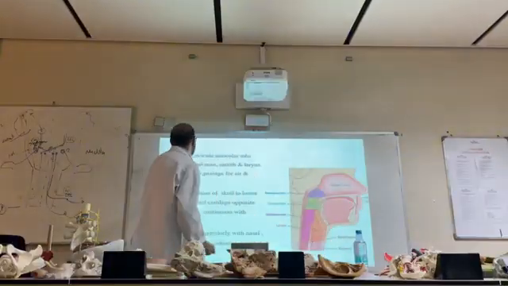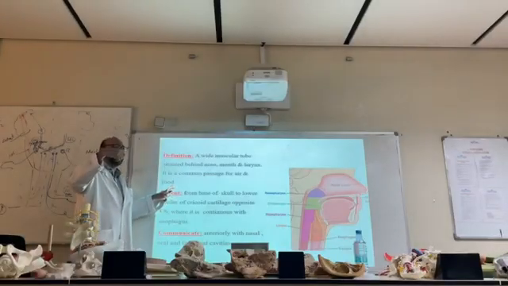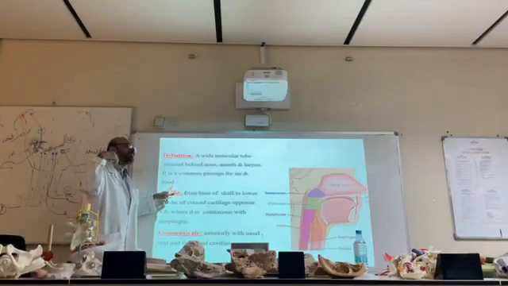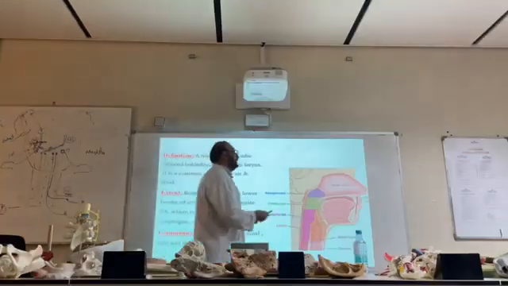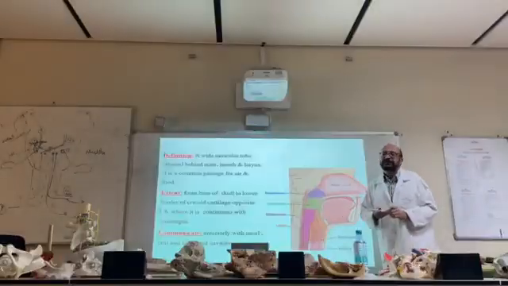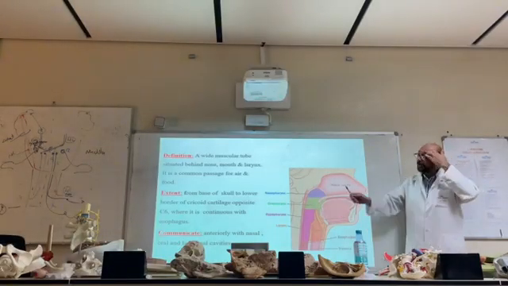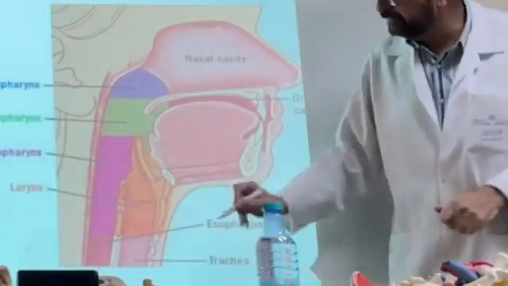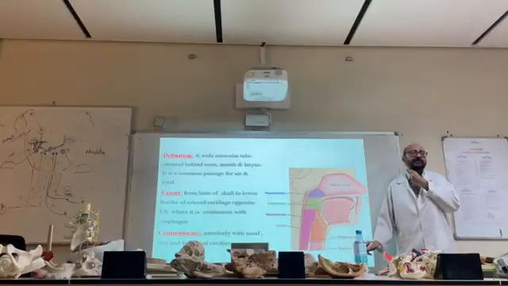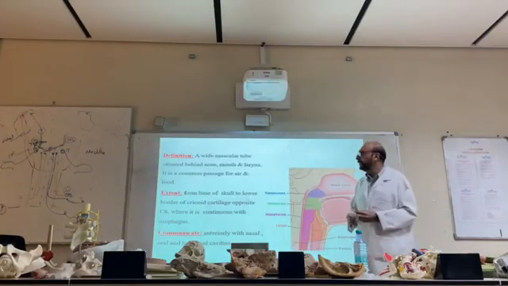As I have written here, it's a common passage for air and food, but one at a time. If air and food come together, you will start an immediate cough. It extends from the base of the skull. Here is the base of the skull, the basi-occiput, down to the level of the cricoid cartilage, one of the cartilages in the larynx, at the level of the C6 cervical vertebra.